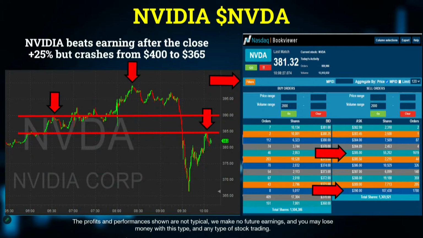Is this chart from after the close? What's the timing of this? So this chart is actually from this morning. Okay, it's from this morning.